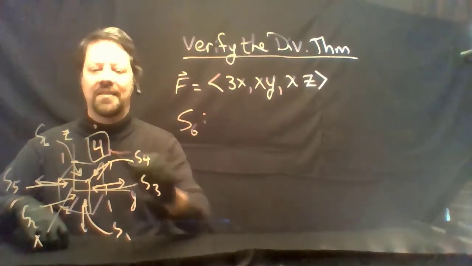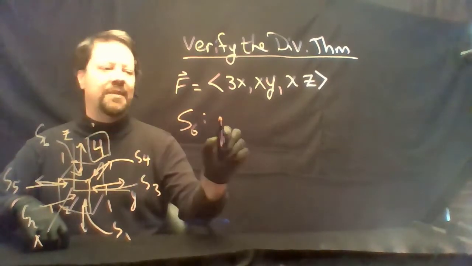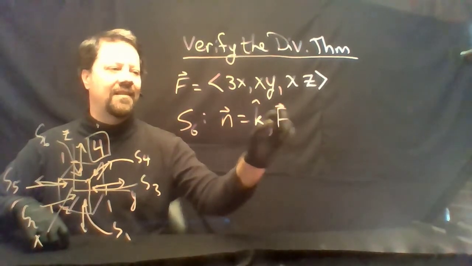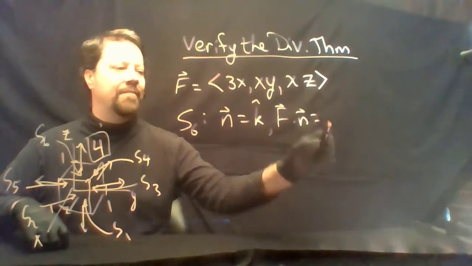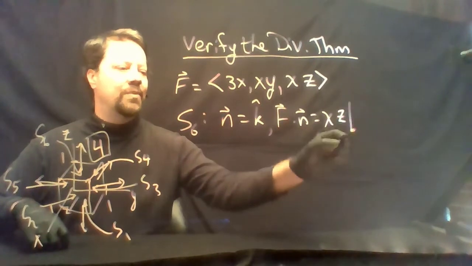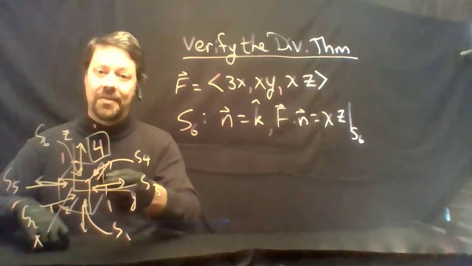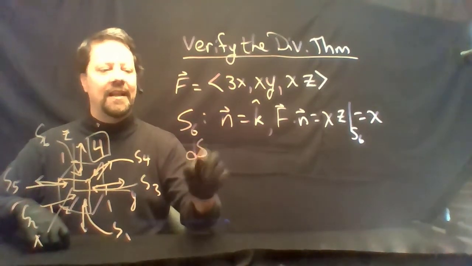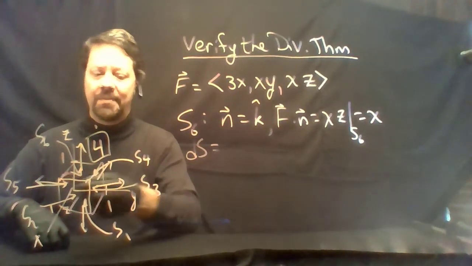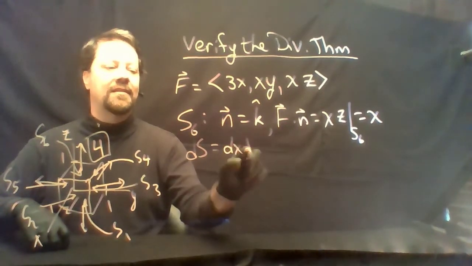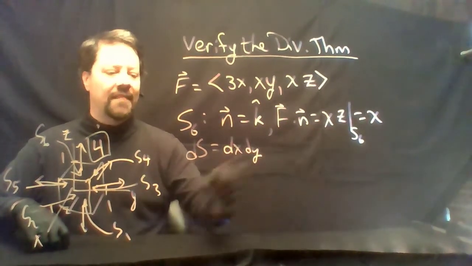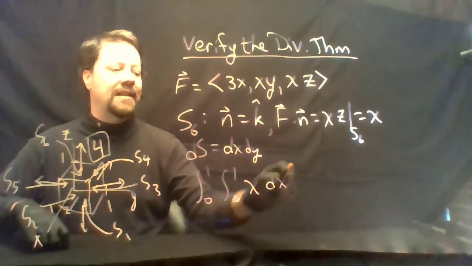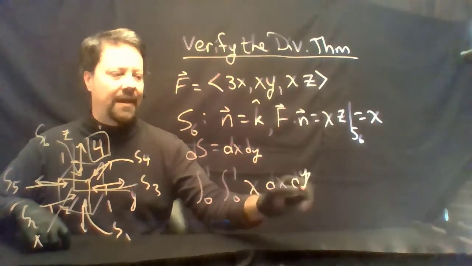On S6, the normal points straight up, giving us k. F dot n will be xz, which when we evaluate on S6, z is equal to 1, so we just get x. The element of surface area will be, because this is parallel to the xy plane, dx dy. So we'll be integrating from 0 to 1, 0 to 1, x dx dy.